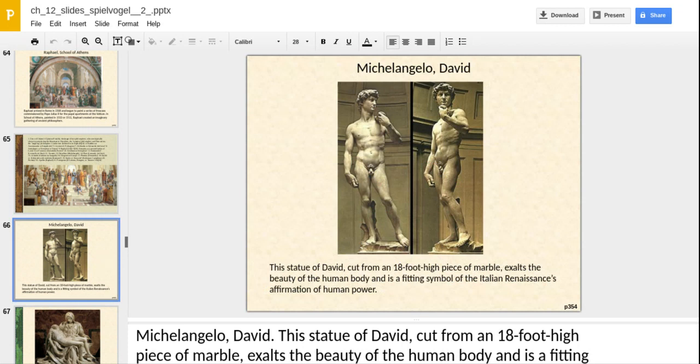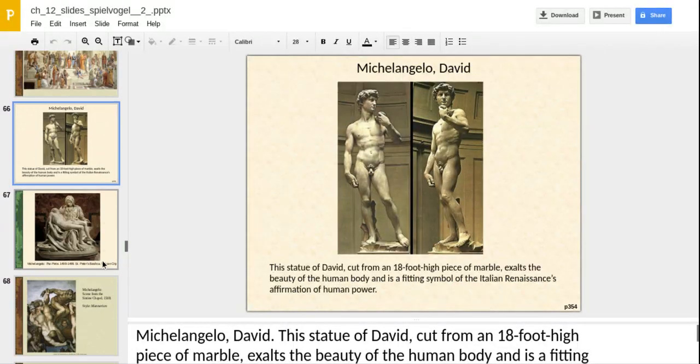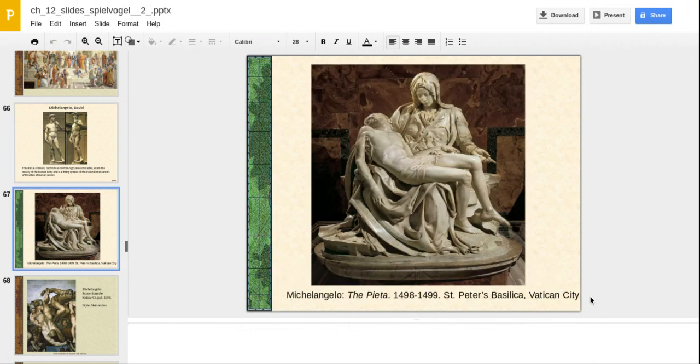Michelangelo's David, which is one of my favorites. It's awesome. And also one of my favorites, Michelangelo's the Pieta. Exquisite detail here. They take the human form. In the High Renaissance, they take the human form and romanticize it just a little bit. They idealize it like the Greeks would have.